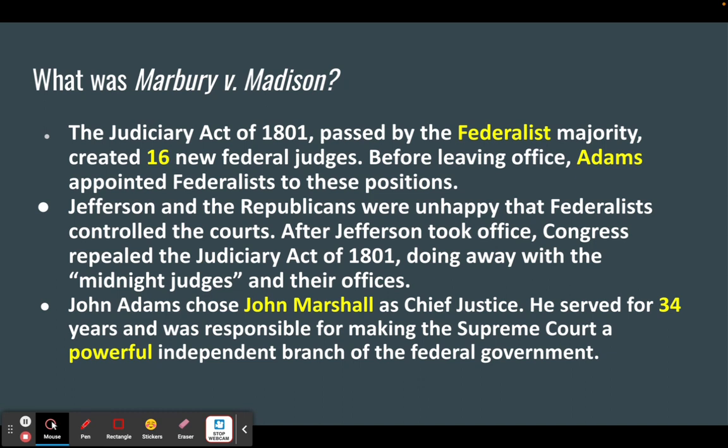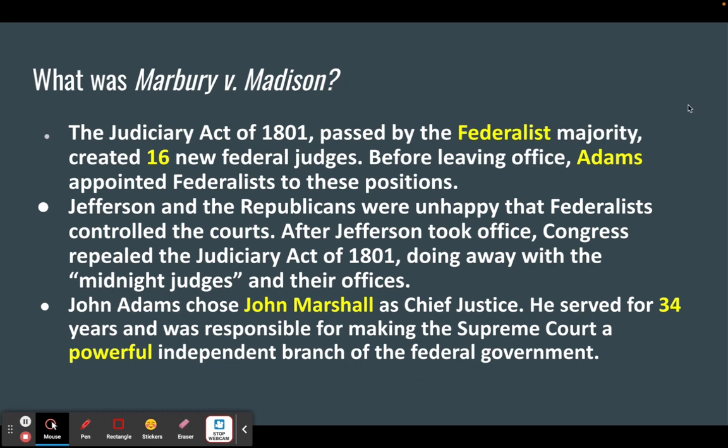So on the other side, you have Jefferson and the Republicans who are unhappy that the Federalists controlled the courts. After Jefferson takes office, Congress, now under control of the Democratic Republicans, repeal the act, doing away with this idea of these midnight judges. Midnight meaning like at the last possible moment that Adams had power, he tried to put a bunch of people that supported him into these offices.